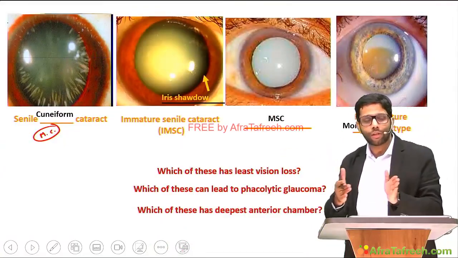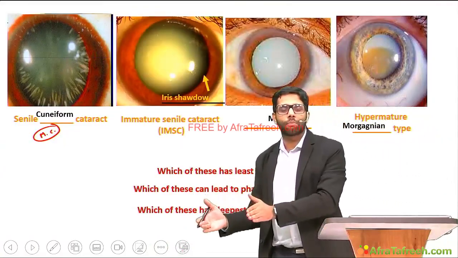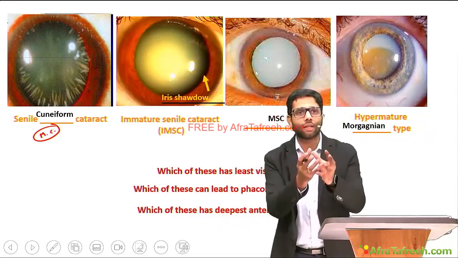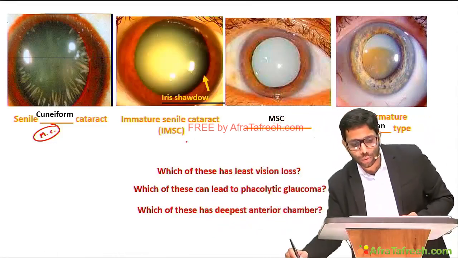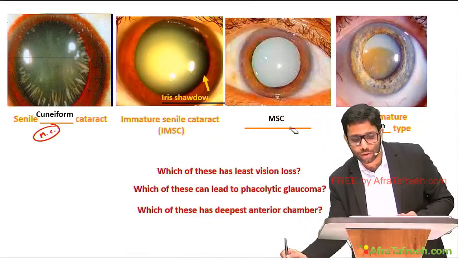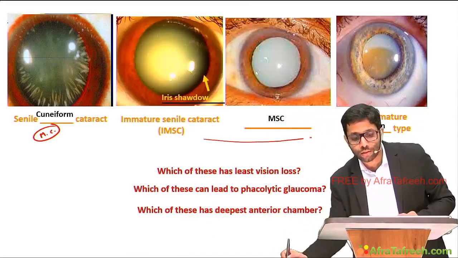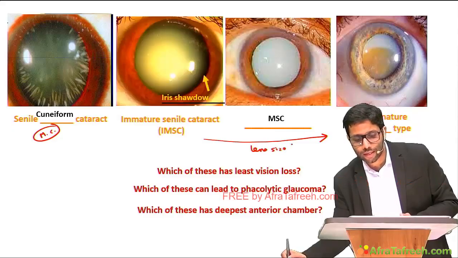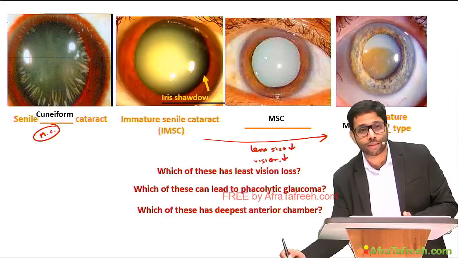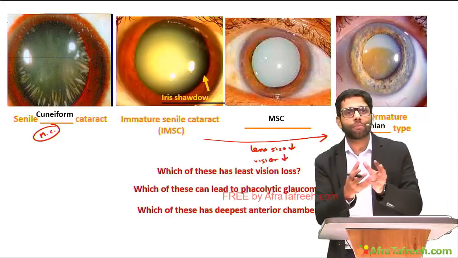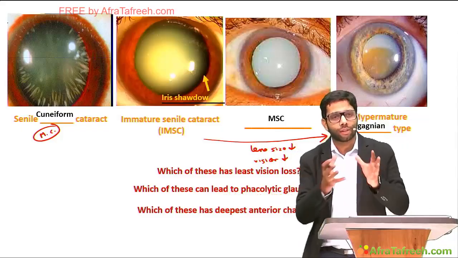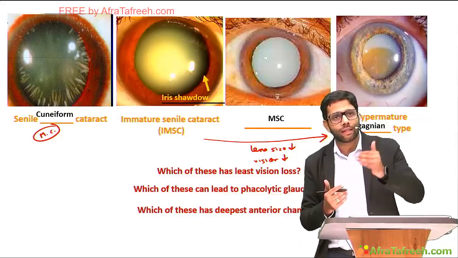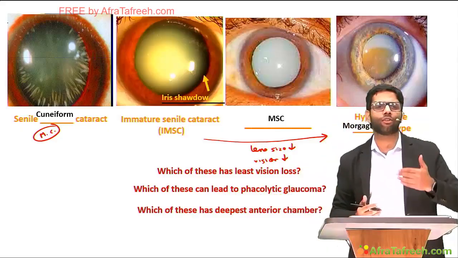As we go from immature to mature to hypermature senile cataract, the size of the lens is decreasing. What is happening as we go from immature to mature to hypermature? The vision is further decreasing and the size of the lens is reducing. Lens size decreases, visual acuity decreases, and the anterior chamber becomes more and more deep. Imagine if the lens is small, the anterior chamber becomes deep.